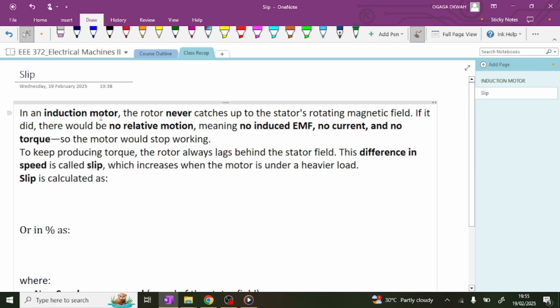So in an induction motor, the rotor never catches up with the stator rotating magnetic field. If it did, there would be no relative motion, meaning no induced EMF, no current, and no torque, so no motor. The motor will stop working. So to keep producing torque, the rotor always lags behind the stator field. This difference in speed is called slip, which increases when the motor is under a heavier load. So how do we calculate slip?